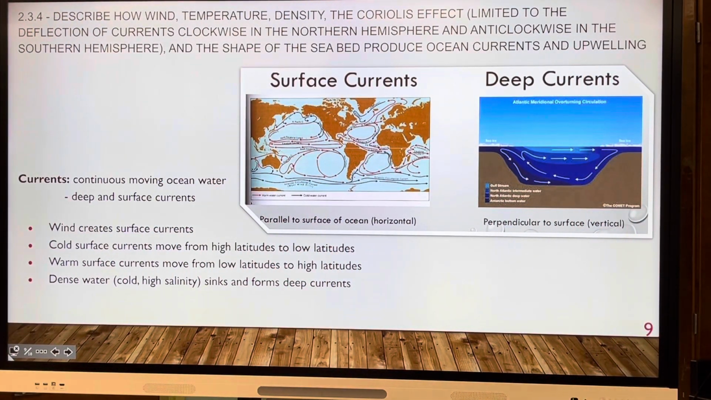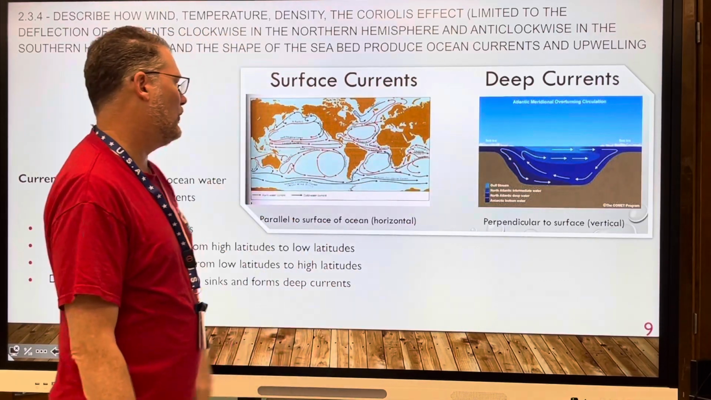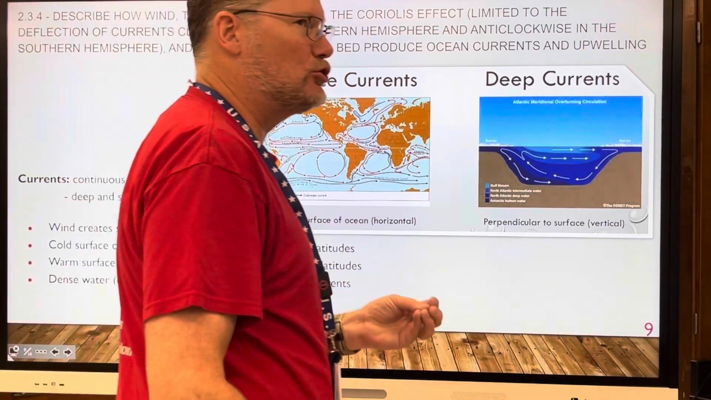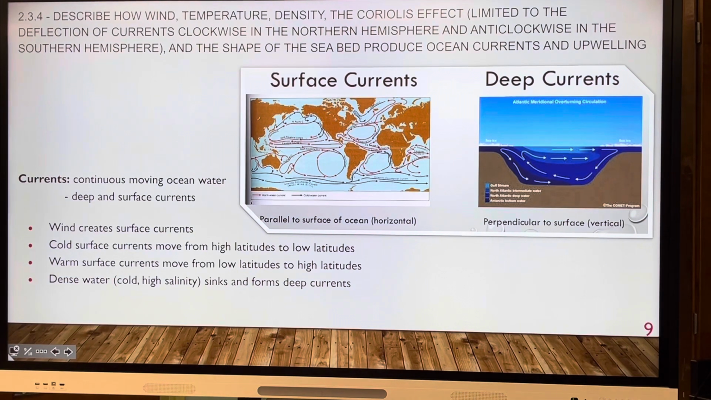So now we're going to talk about the Coriolis effect and worldwide ocean currents. We're going to talk about surface currents and deep currents, both of them. Currents are continuously moving ocean water, and these are not tidal. This is different than tides. This is more density related, and temperature related based on density. So that's what we're looking at here.